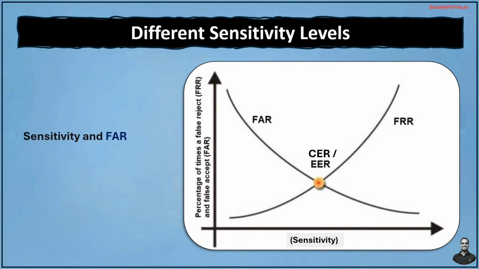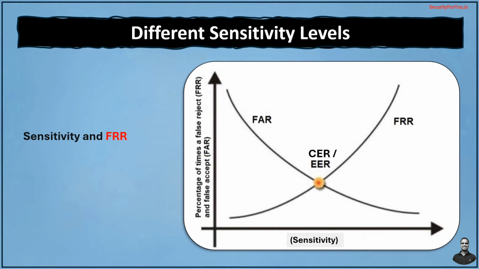As you can all see in this picture, as sensitivity increases, moving to the right on the x-axis, the false acceptance rate decreases. But why? Because a more sensitive system is less likely to accept imposters as genuine users, right? And if sensitivity decreases, moving to the left on the x-axis, the false acceptance rate increases. A less sensitive system may fail to detect imposters more frequently, right?